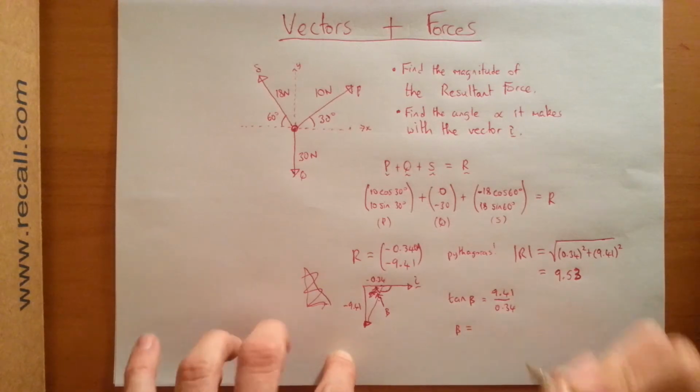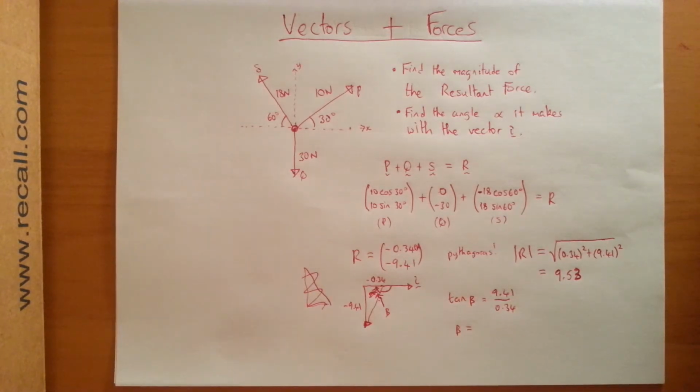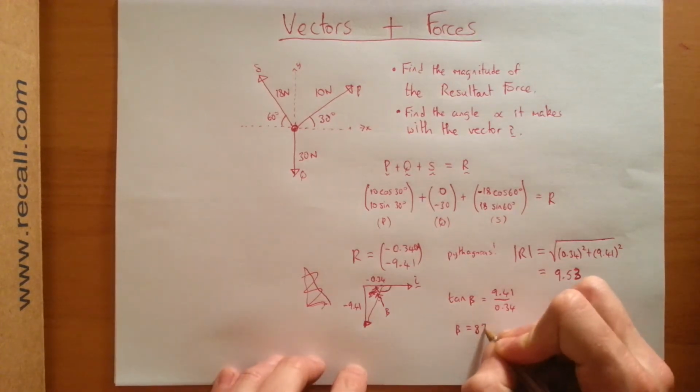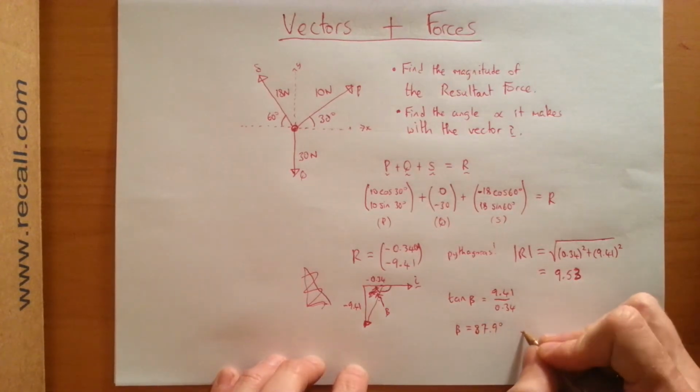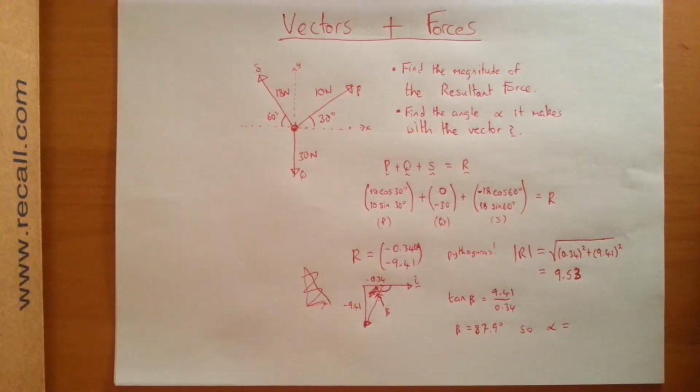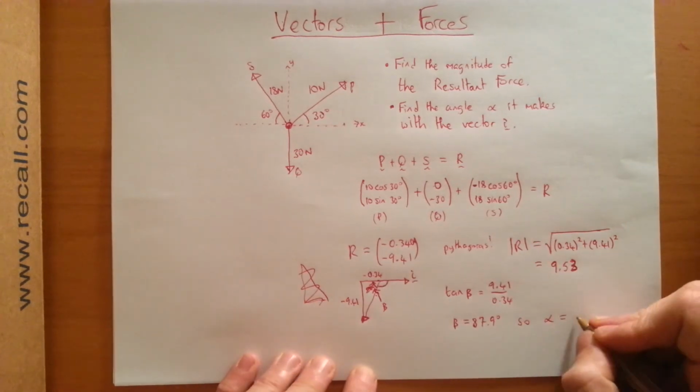So beta is inverse tan of that. And that gives me 87.9 degrees. And so alpha is 180 minus that. And 180 minus that answer is 92.1 degrees.